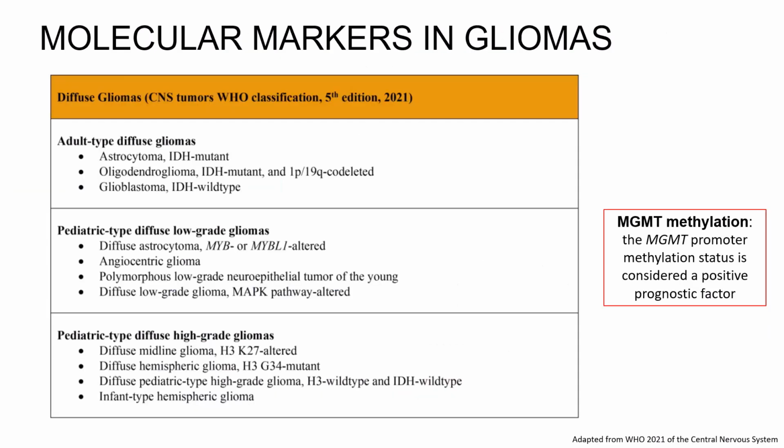Other molecular markers in gliomas are, for example, TP53 and ATRX mutations, which are very important in order to study genomic instability and the alteration in DNA repair mechanisms. Then the MGMT promoter methylation, which is very important because it is associated with improved response to therapies such as temozolomide in glioblastoma. And then the H3K27M mutation, which is very important in midline gliomas, particularly in pediatric patients, because it is associated with a poor prognosis.